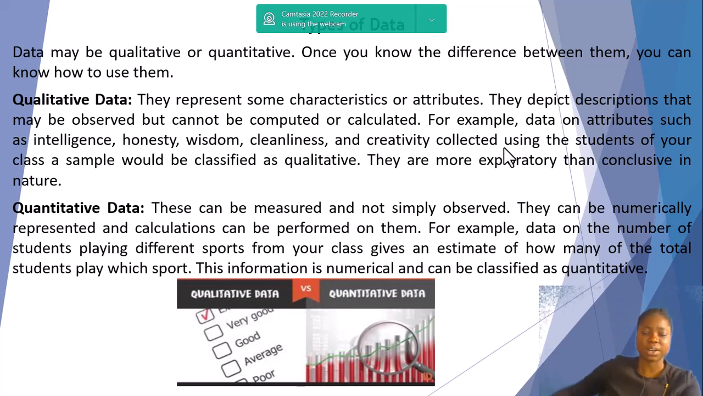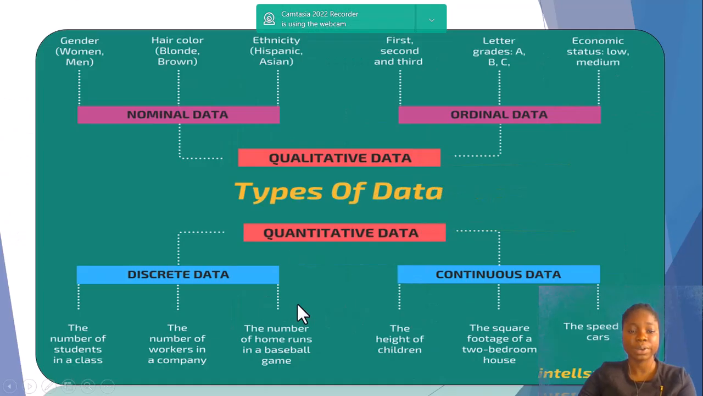Let's look at our diagram, qualitative data versus quantitative data. You see, qualitative data are words, they are descriptions of a value of a person or a thing. While quantitative data are numerical, they are numbers, you can see the graph, they are numerically represented. Let's check this diagram as well.